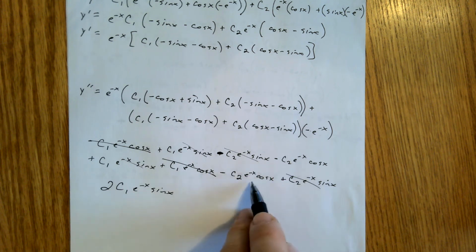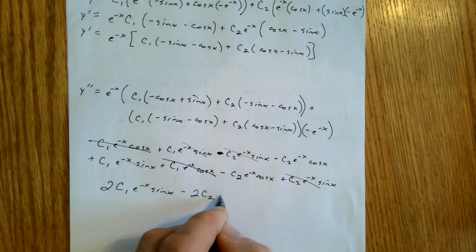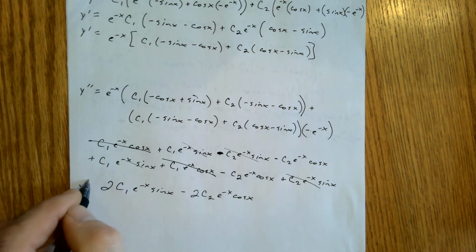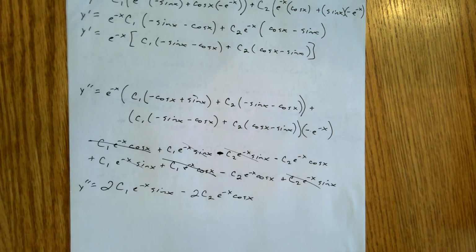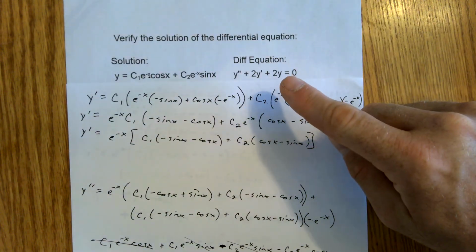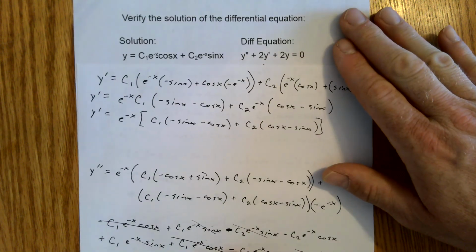And here I have two that are negative cosines, so I get negative 2 c sub 2 e to the negative x cosine of x. And that's what y sub 2 is going to simplify to. Remember, I want to verify that y sub 2 plus 2y sub 1 plus 2y equals 0. So I can go ahead and start in on that.